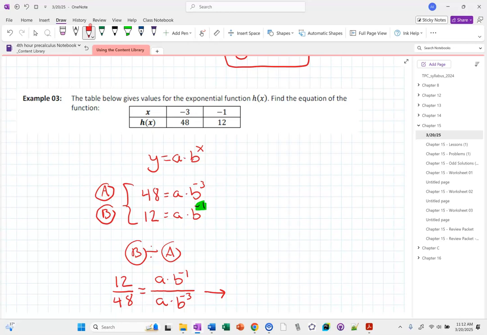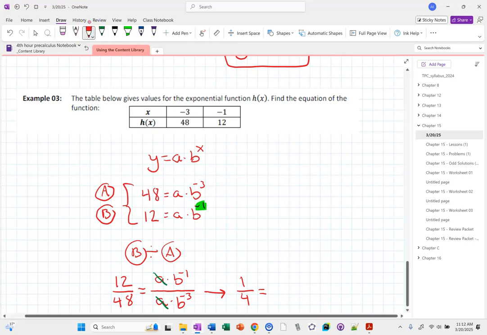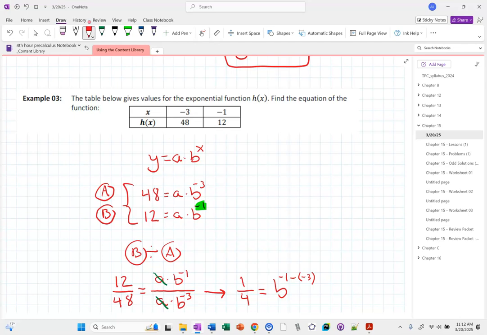Well, 12 over 48, I can just reduce that fraction, right? That reduces down to 1/4. A times b to the negative 1 divided by a times b to the negative 3: well, the a's can cancel, and I'm just left with b to the negative 1 divided by b to the negative 3. And I know from my rules of exponents that we just talked about that I can divide those by just subtracting the denominator's exponent from the numerator's exponent. What's negative 1 minus a negative 3? Negative 1 plus 3 is positive 2, right?